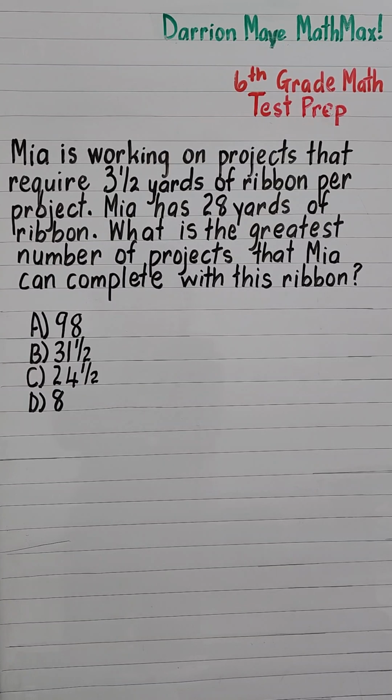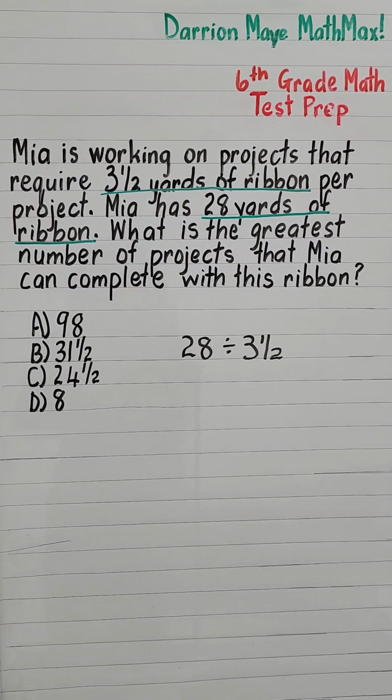Mia is working on projects that require 3.5 yards of ribbon per project. Mia has 28 yards of ribbon. What is the greatest number of projects that Mia can complete with this ribbon?